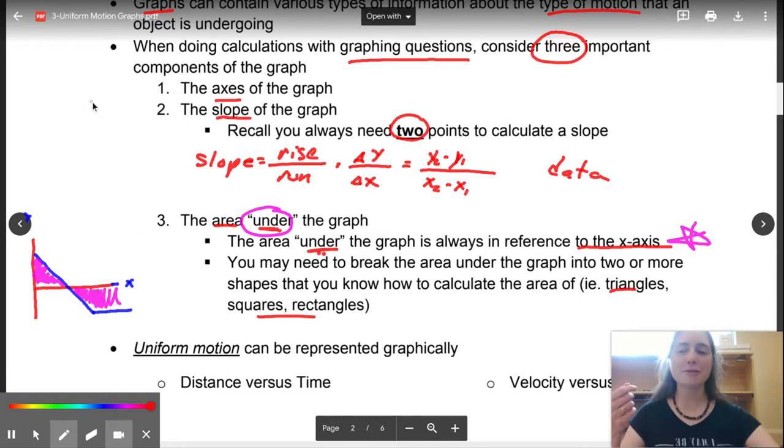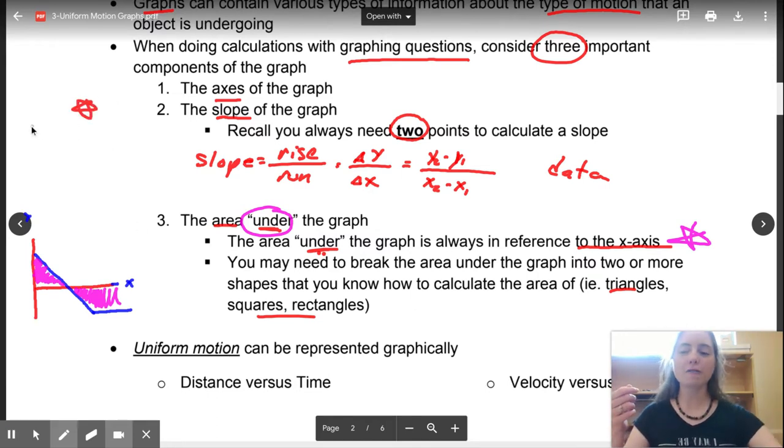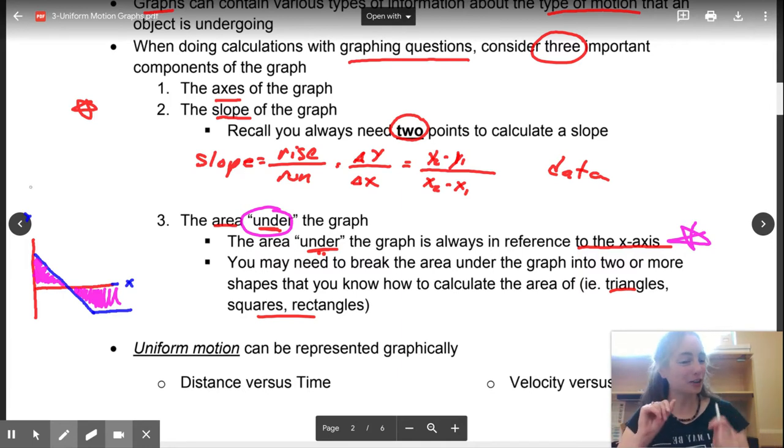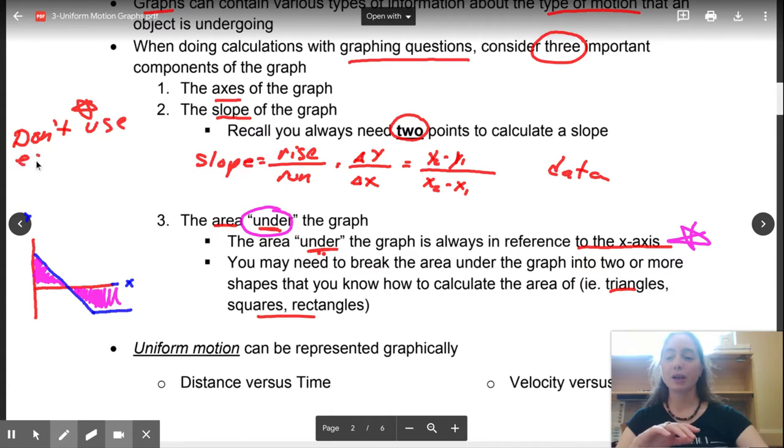Because, ladies and gentlemen, on a graph, if you need to calculate anything directly off a graph, you must use slope or area. Do not use equations on a graph. This is very important. We're going to write this down. So don't use equations on graphing questions.